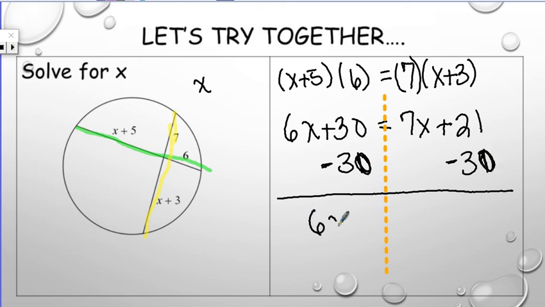Okay, I bring down the 6x, should equal 7x, and then you do 21 minus 30, which is minus 9. And you can always check yourself with your calculator. Now, I want to put all the variables on the left side. So if this is plus 7x, I want to get this 7x on the left side. So I'm going to subtract 7x because I have to cross over the line.